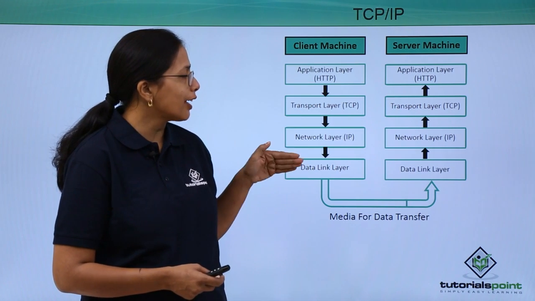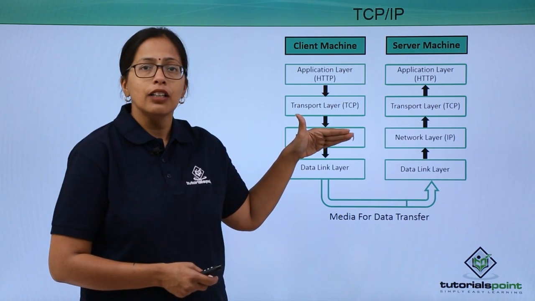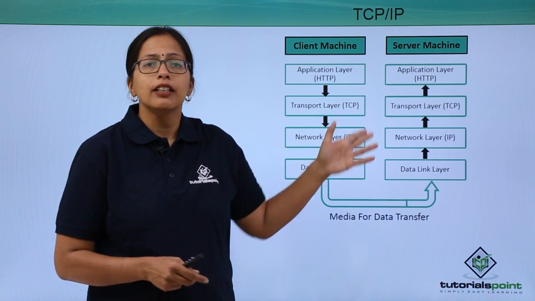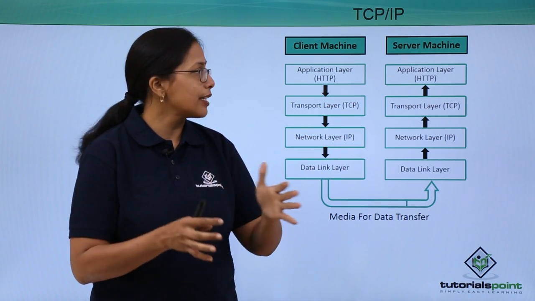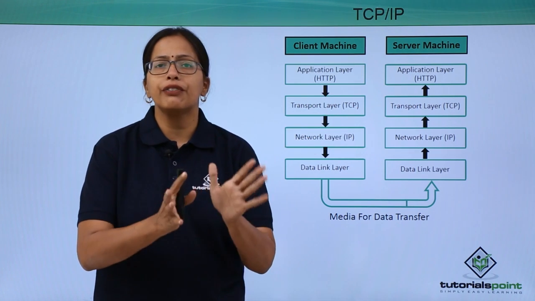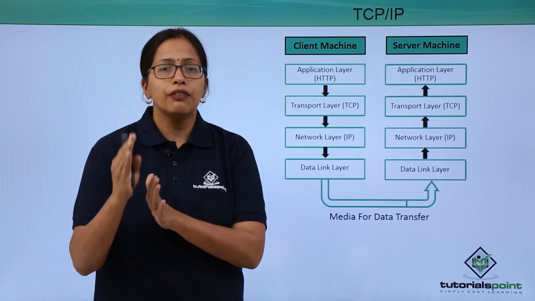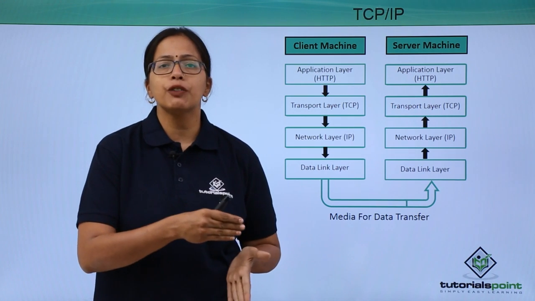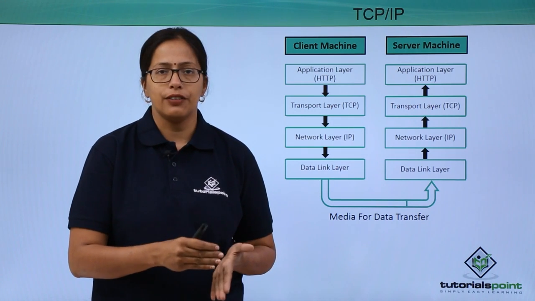At the server end, again at the network layer, that data is assembled. At the transport layer, the data packets are assembled further. At the application layer, the file is in the form that it was sent by the client machine, and finally the server machine accepts it.